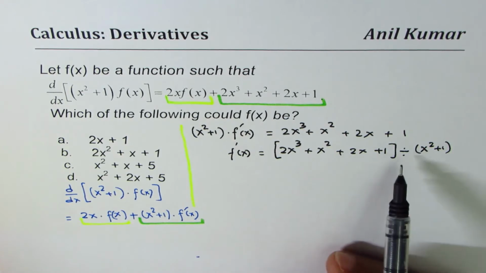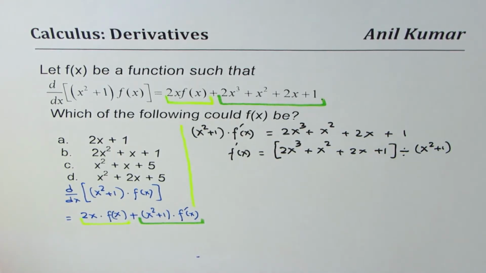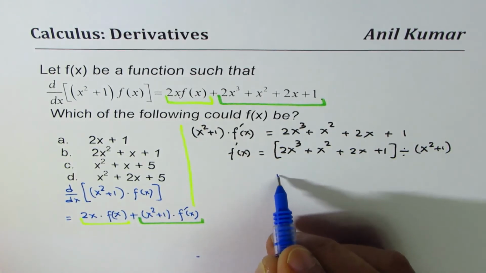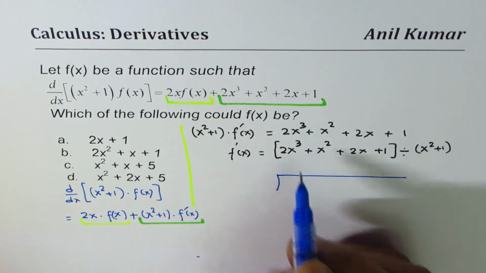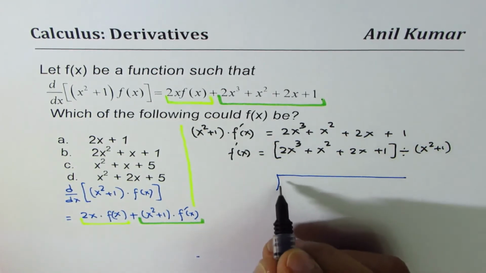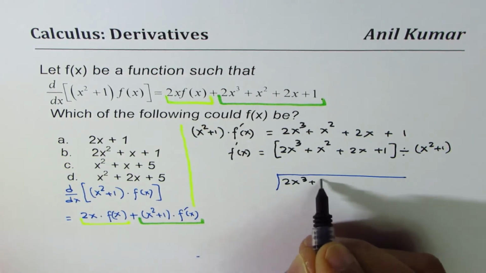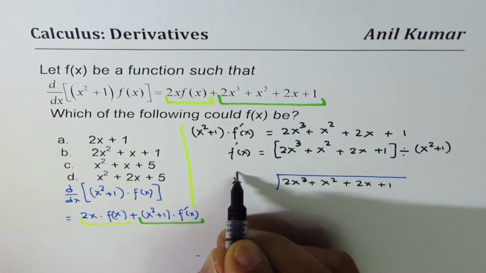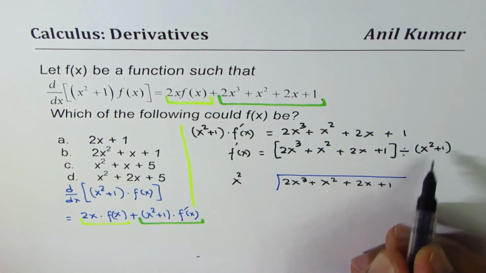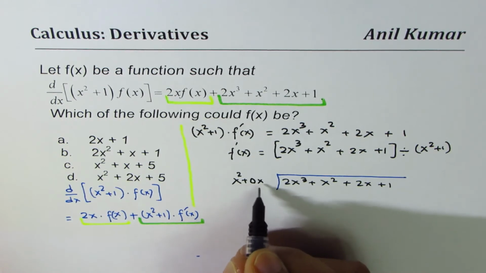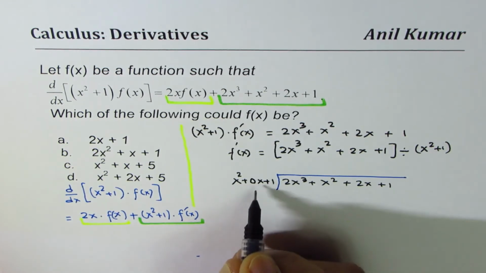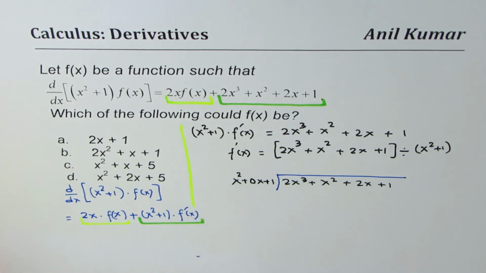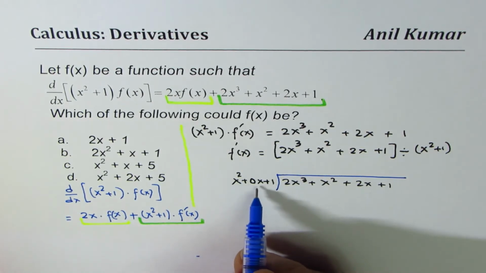Now you could do synthetic division or long division. As most of my students understand long division, I'll continue with long division. Let me write down 2x cubed plus x squared plus 2x plus 1 divided by x squared plus 1. Now you see one term is missing here. It's good practice to write it with a zero coefficient. We call this a placeholder. You may or may not use a placeholder, but it helps. I always use a placeholder.